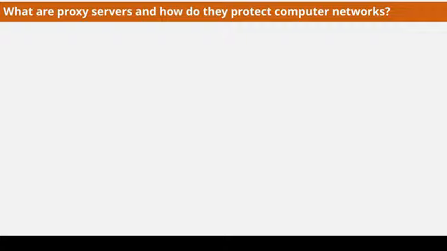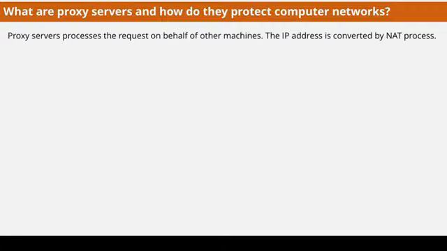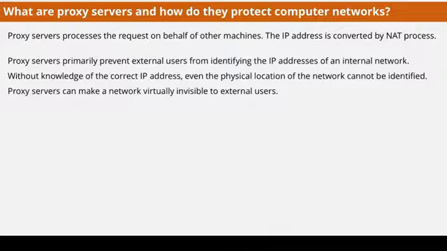What are proxy servers and how do they protect computer networks? Proxy servers process the request on behalf of other machines. The IP address is converted by the NAT process. Proxy servers primarily prevent external users from identifying the IP addresses of an internal network. Without knowledge of the correct IP address, even the physical location of the network cannot be identified. Proxy servers can make a network virtually invisible to external users.